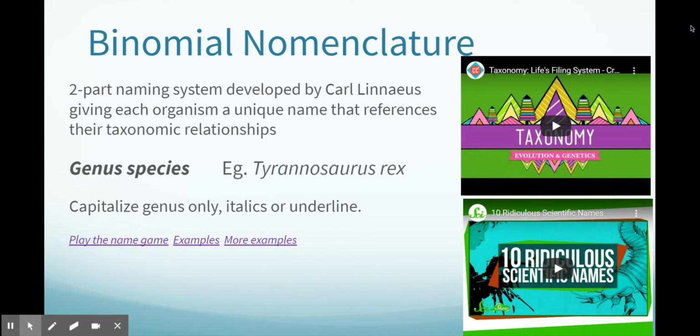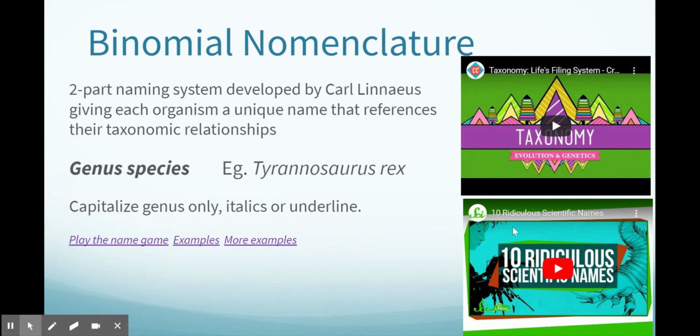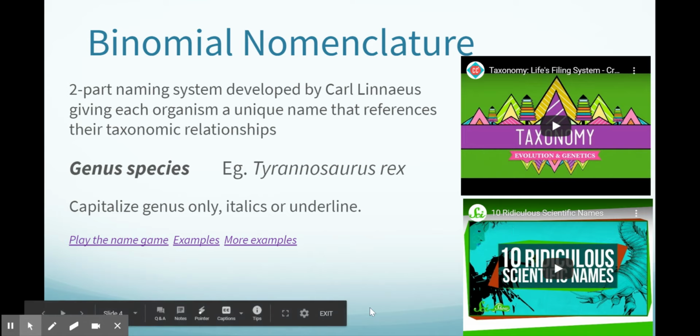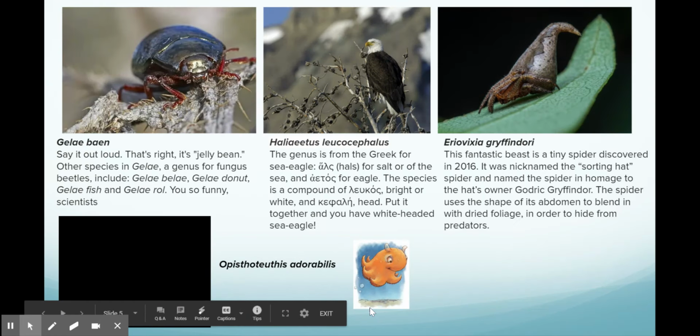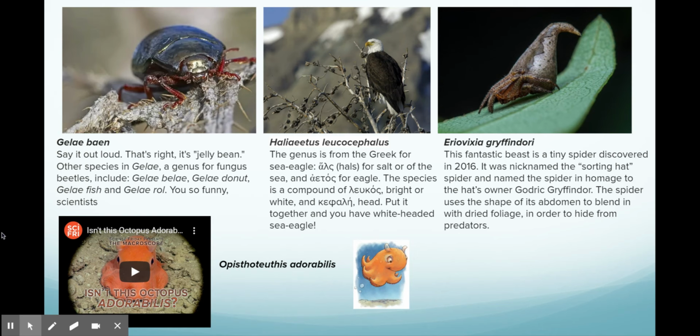There's lots of funny examples out there, a couple of lists down here, and even a game to help you see if you can figure out a few of them. And again, a couple of videos are going to be linked throughout this presentation, so feel free to open up the slideshow and watch those videos for yourself. A couple of examples here for fun. This one here is the jelly bean beetle. There's also a jelly belly, a jelly donut, a jellyfish, and a jelly roll. So in that case, the genus jelly describes a group of fungus beetles, and the scientists have been a little bit creative with their species names: bean, belly, donut, fish, and roll.